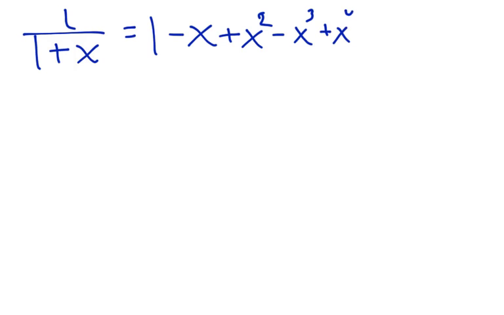So 1 over 1 plus x, as we know, is 1 minus x plus x squared minus x cubed plus x to the 4th minus ... plus negative 1 to the n, x to the n plus ... All right, so now let's integrate both sides.